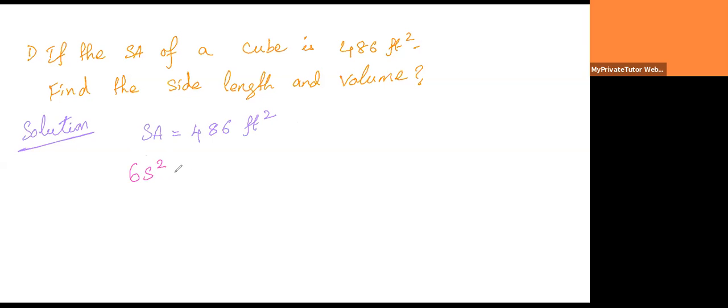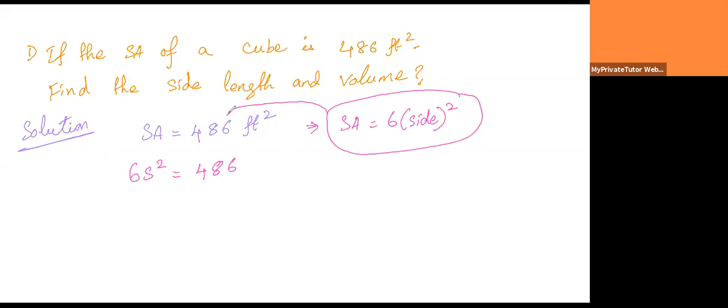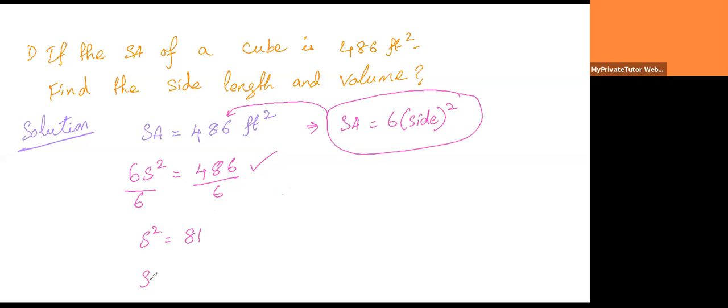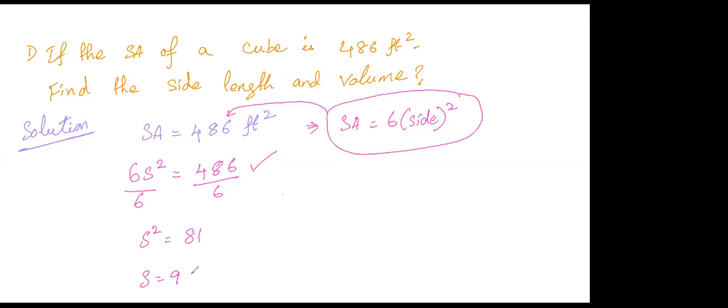So 6s squared equals 486. The surface area formula is 6s squared, where s means the side, so 6 into side squared. Surface area is already given, so just compare both. Then from this we can find s. How to find s here? First divide both sides by 6. Please divide it and check the value. It is 81, right? So s is the square root of 81, which is 9 feet here.